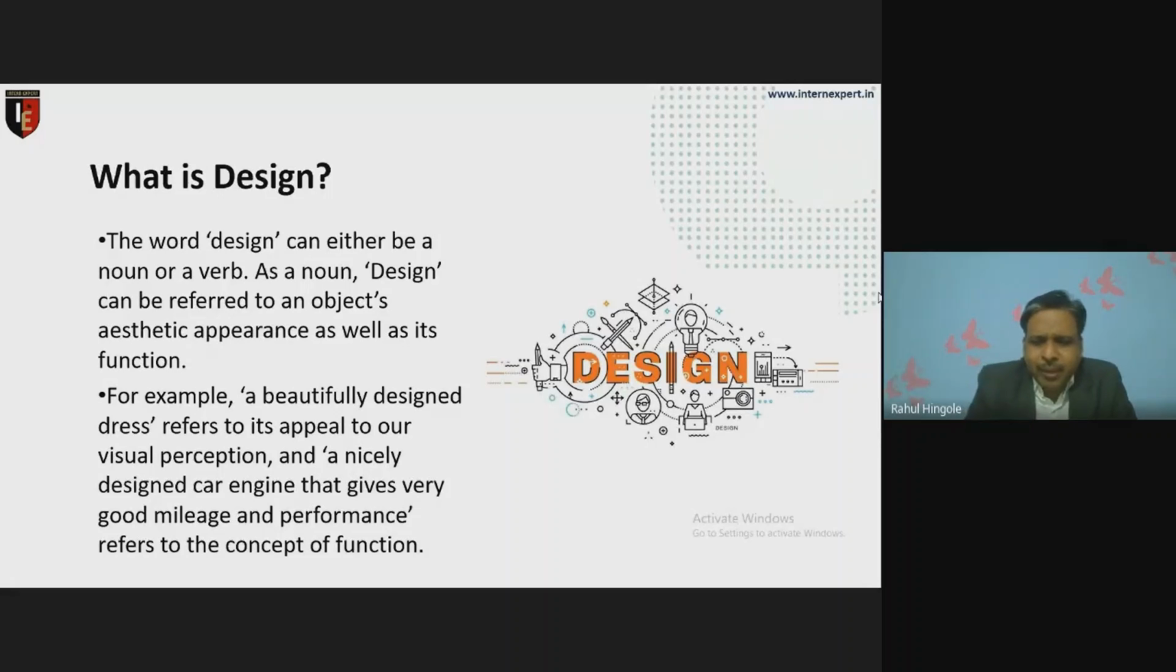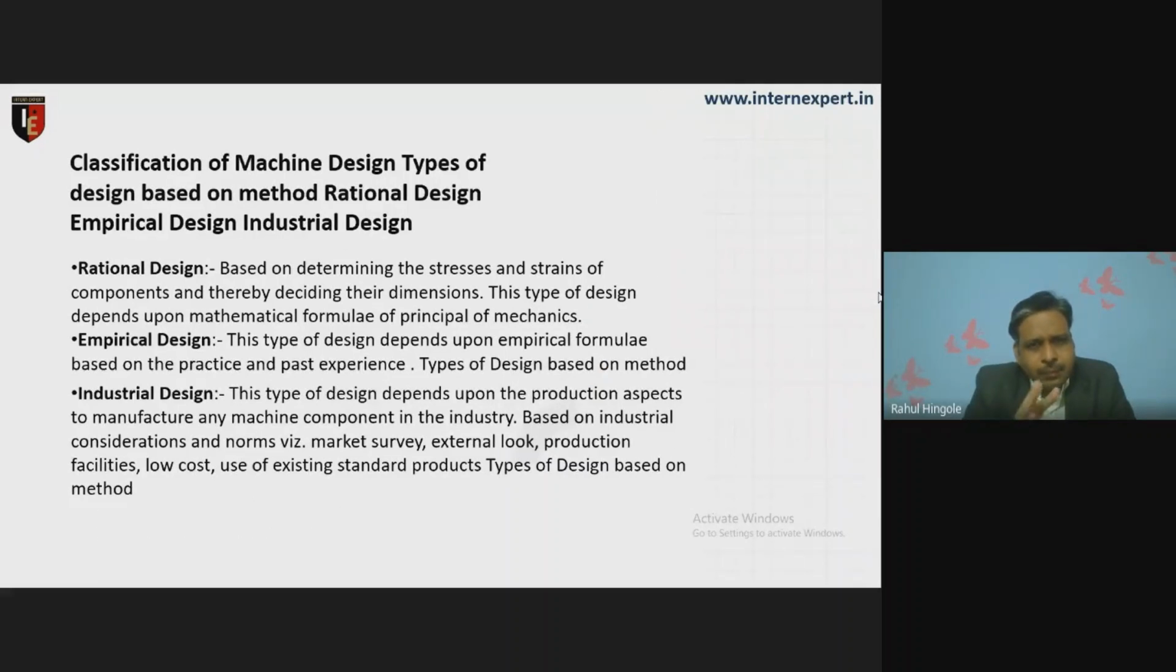Then how can we fit it into our mechanical design, into our industry? There may be a classification of design. How can we classify design? First is rational design. What is this rational design? It is based on determining the stress and strains on a component, on a part, or on an element, and thereby deciding their dimensions. Basically, it depends on mathematical formulation and some principles of mechanics. That is called rational design.